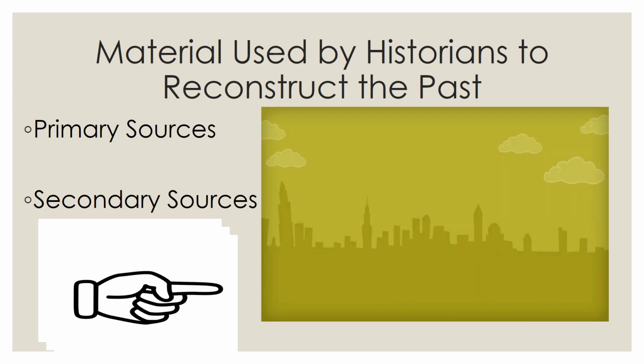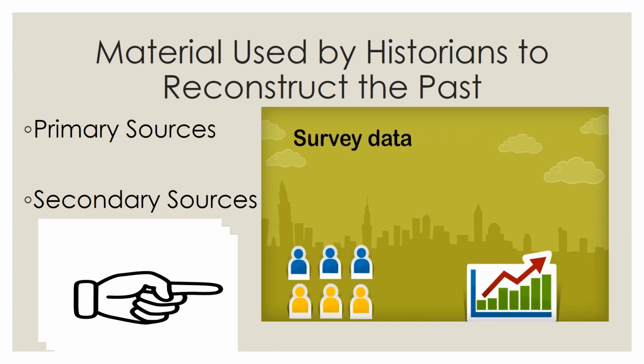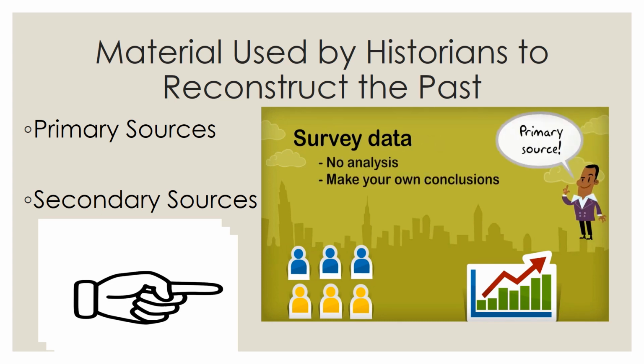For example, if you're writing a history paper about how the diversity of a city shifted during a certain time period, you could use data from the U.S. Census Bureau to compare populations across the decades. This type of information would be considered a primary source, as it's data that's simply been collected and compiled. There is no analysis. That's what you'll be doing in the paper.